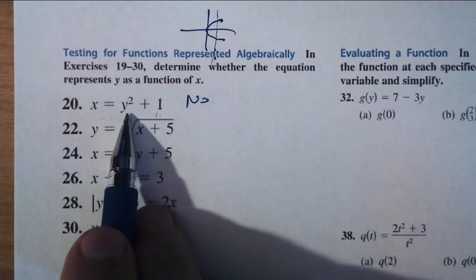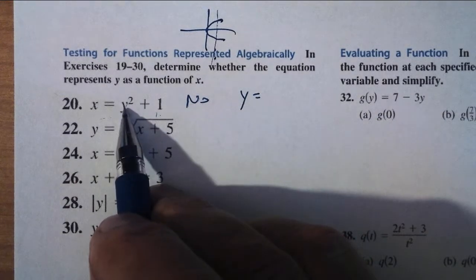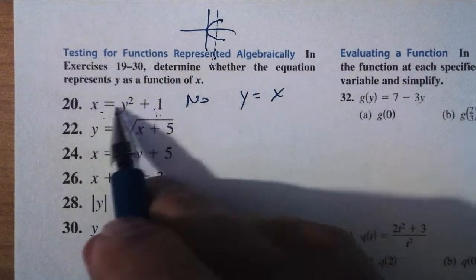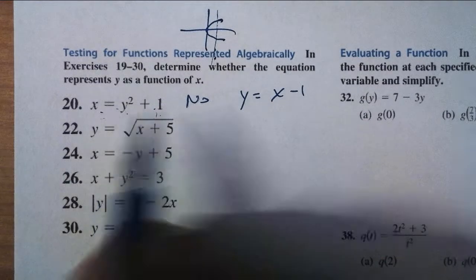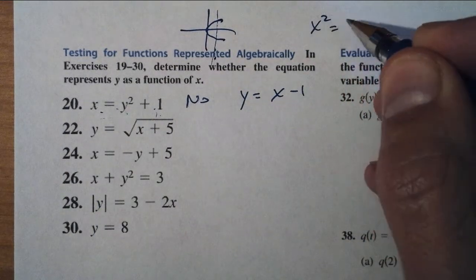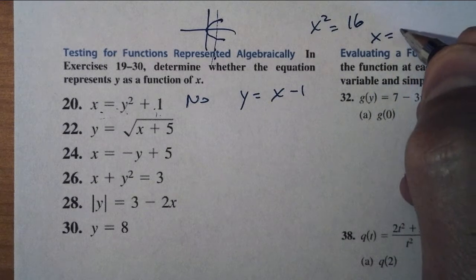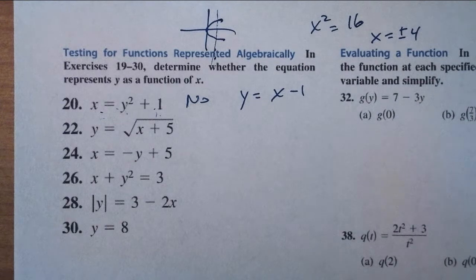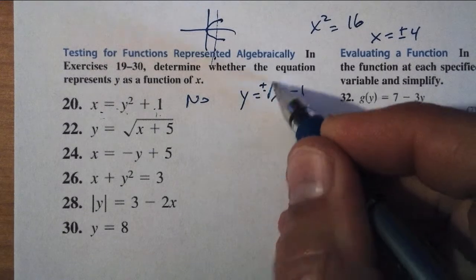Algebraically, if we were to solve this for y, watch this. I'm going to leave y alone, without the square or the 1. So what did I have to do? I had to subtract 1, and then take the square root. Now, if x squared equals 16, hopefully you would end up saying x equals plus or minus 4. When we take the square root of both sides in equation solving, we have to go plus or minus.